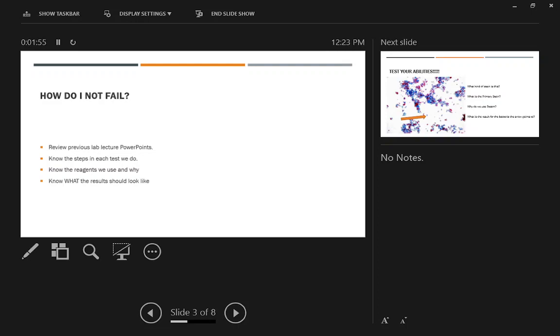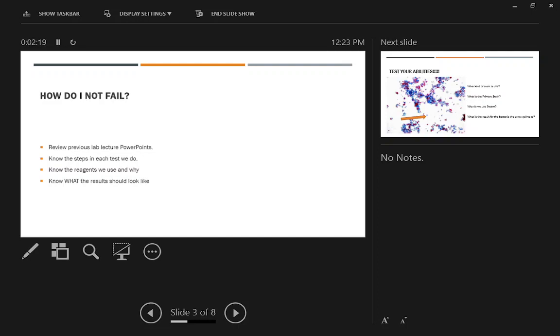For the reagents, make sure you guys know which reagents we use and why. Why do we put ampicillin on a transformation plate? Because it's selective. Why do we put MUG in the EC MUG broths? Because when it gets cleaved, it turns into a fluorescent chemical that we can tell that E. coli is present in the sample.